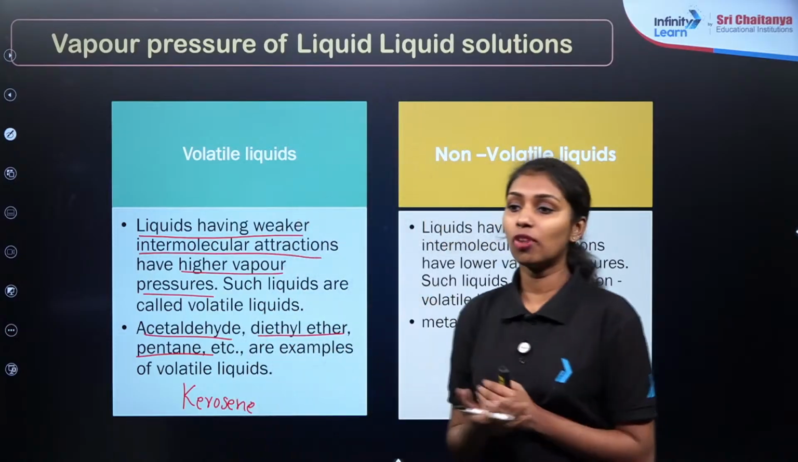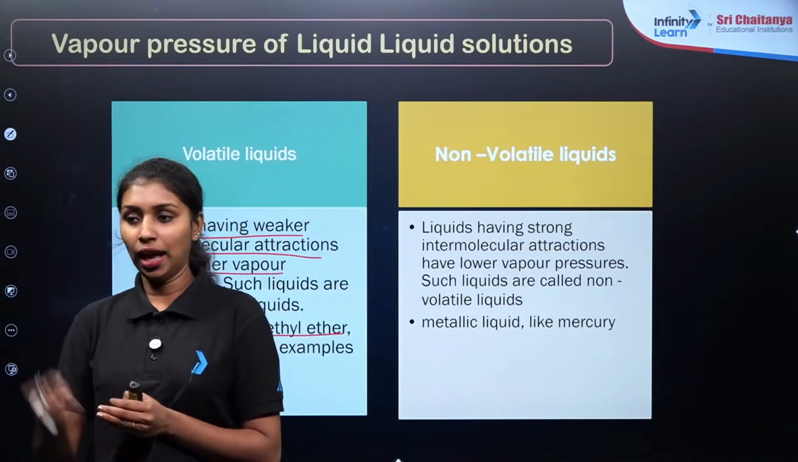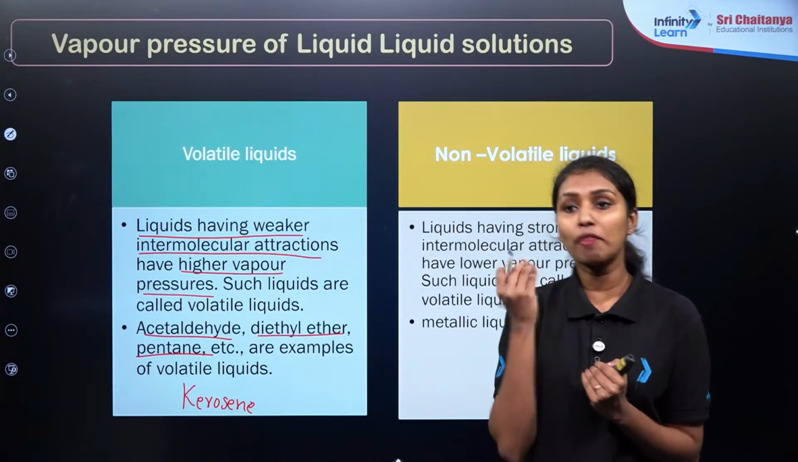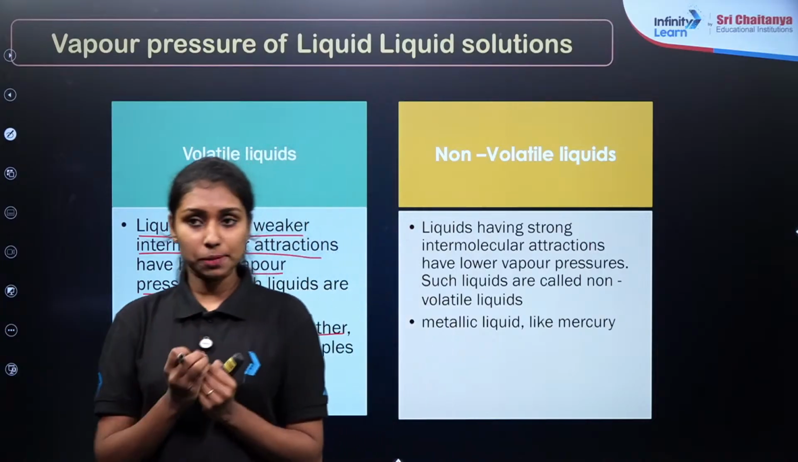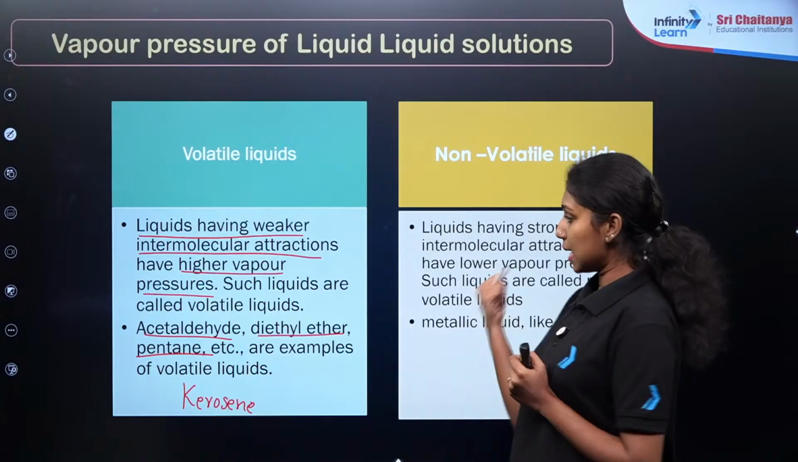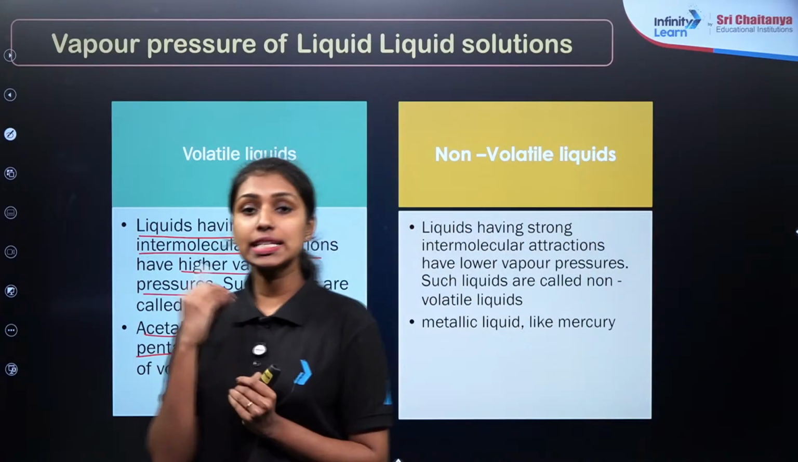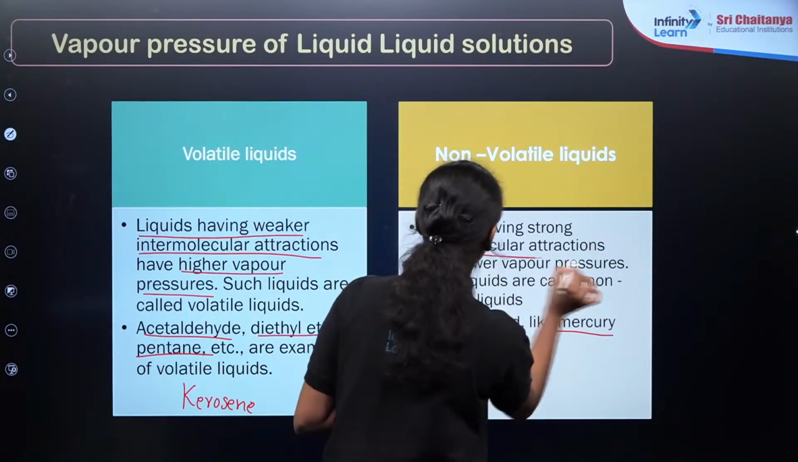Then what about the non-volatile liquids? Just the reverse, just opposite. Those liquids that have strong intermolecular forces of attraction will have very low vapor pressure, which cannot be easily vaporized. So we call these non-volatile liquids. For example, mercury is a liquid, right? So mercury is considered a non-volatile liquid. Is the point clear?